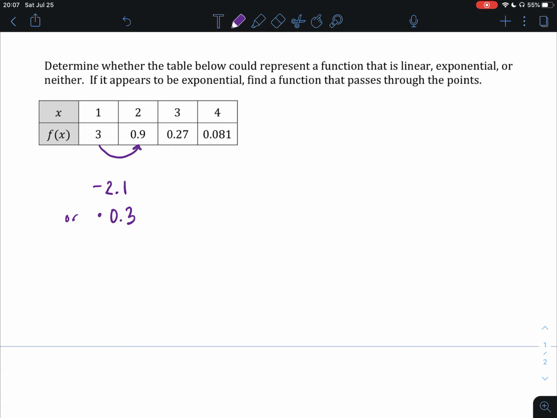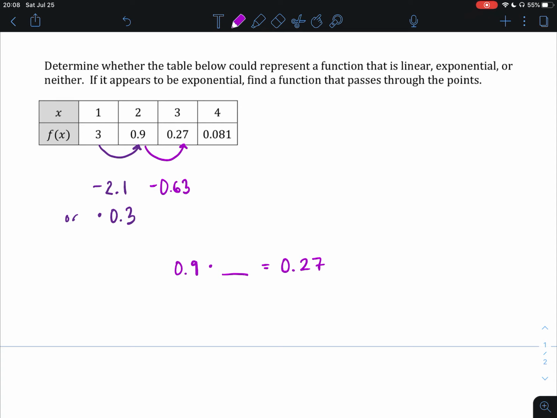Let's explore the relationship now from the second output to the third. So from 0.9 to 0.27, again, if we were looking at it from an additive kind of relationship, we would be subtracting really. And how much would we be subtracting? To get from 0.9 to 0.27, that'd be what, 0.63, I think? So we could either subtract 0.63, or if we think about it from a multiplication perspective, 0.9 times what number would give us 0.27? Again, let's kind of ignore the decimals for half a second.